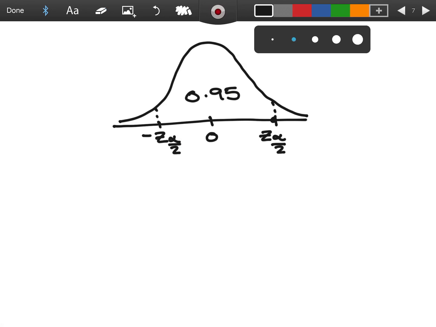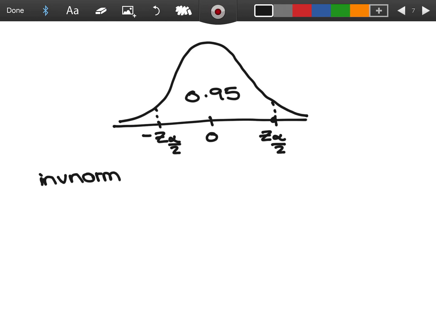If I get rid of that, let's say we wanted to know what this value was. Remember, when we try to find a z value, a z-score, we always use inverse norm on the calculator. It will ask you for an area, a mean, and a standard deviation. And the area that it asks for is always the area to the left of the value that you are looking for. Now, in this case, because they're always going to be symmetric, positive z of alpha over 2 is here, negative z of alpha over 2 is here.